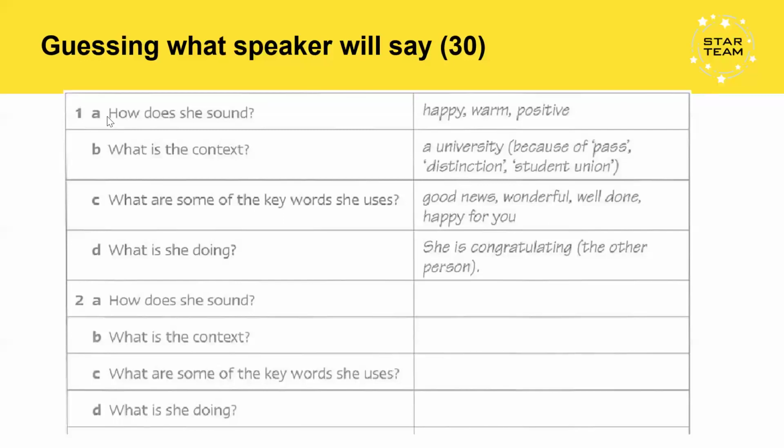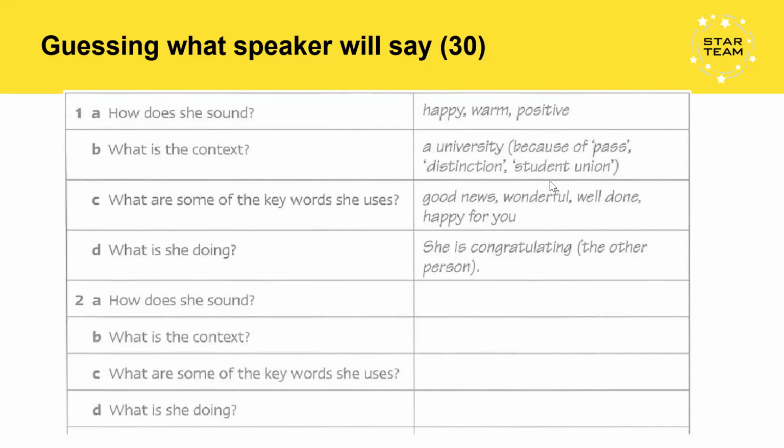Let's look at this exercise. So first one, we're going to listen, but before we listen, let me explain the exercise 1A. How does she sound? Например, happy, warm, positive. Например, кто-то кричит: Oh my God, congratulations! Да, и уже дальше мы уже понимаем, что случится.